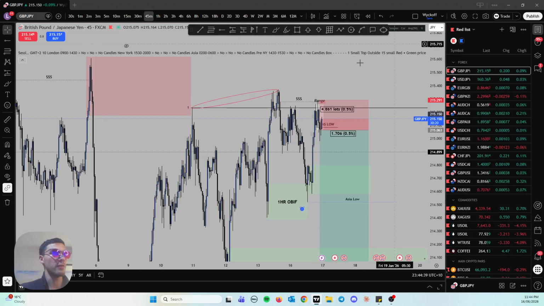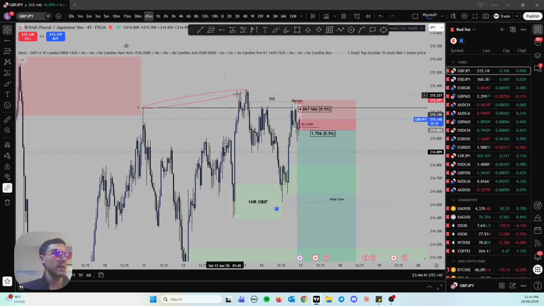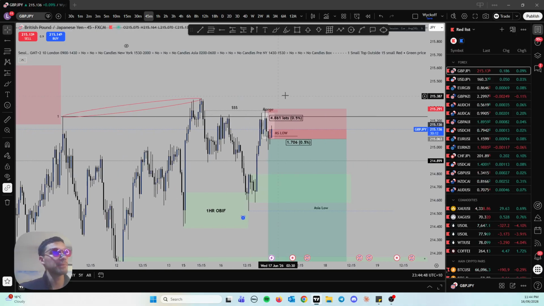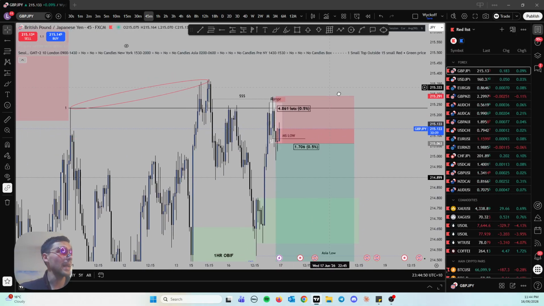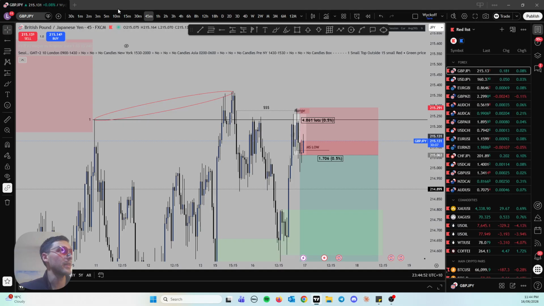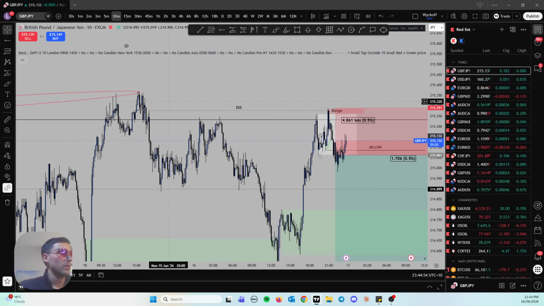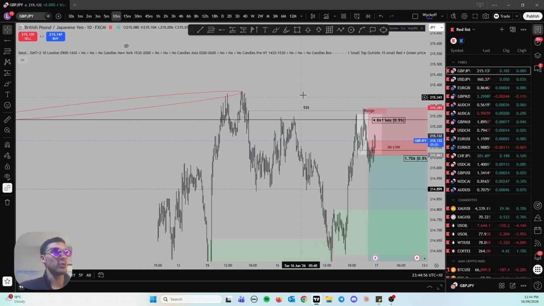Let's go back to the 45-minute. Tap 1, tap 2, tap 3, we can count this as tap 3, all higher than the previous. What has it done? Left behind supply and or extreme liquidity. Extreme liquidity is right there. There is extreme liquidity. What has price done?